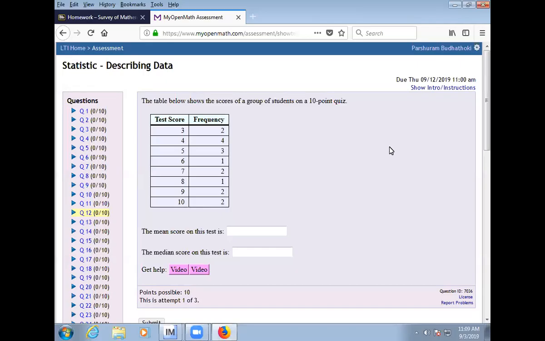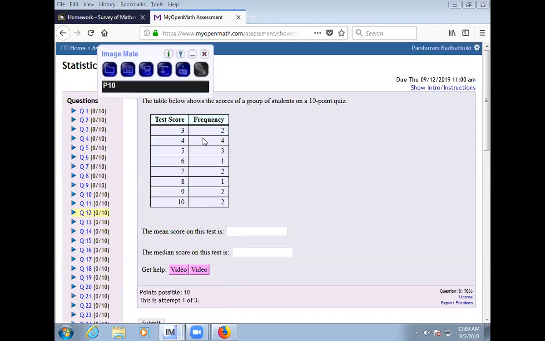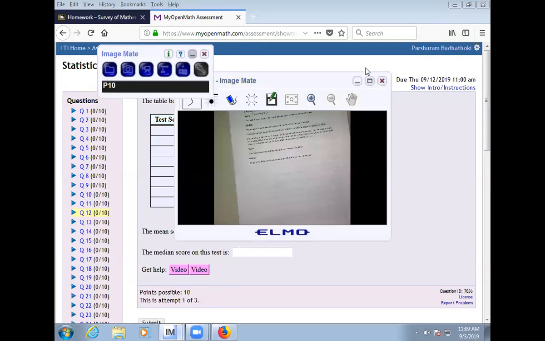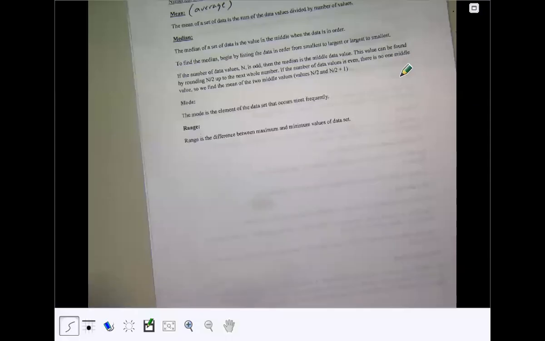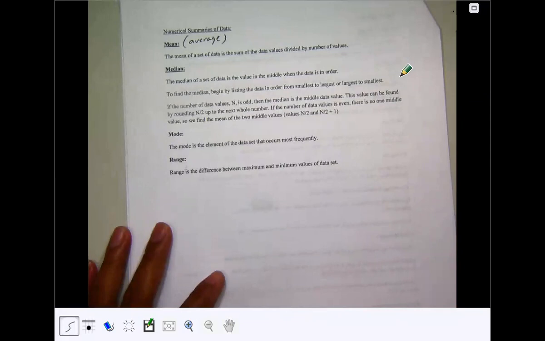Okay, so this is the problem. We are trying to find the mean and median. Let me use the doccam. And this is our notes for finding the mean and median.